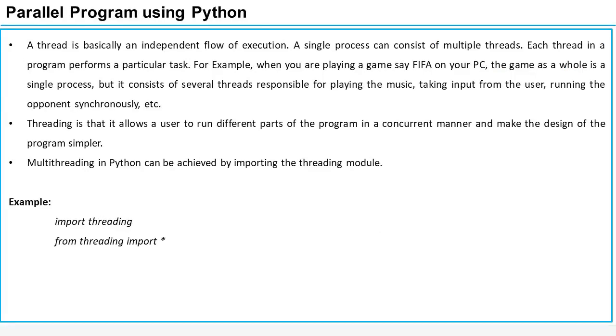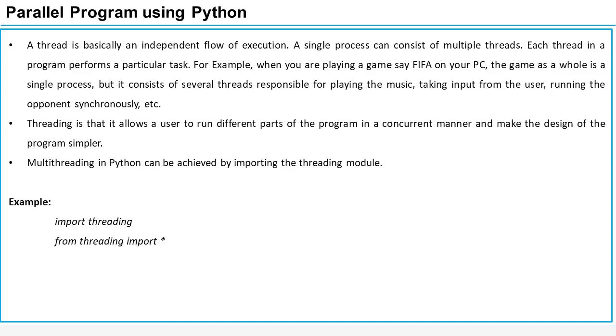Parallel programming using Python. A thread is basically an independent flow of execution. A single process can consist of multiple threads. Each thread in a program performs a particular task. For example, when you are playing a game, say FIFA on your PC, the game as a whole is a single process, but it consists of several threads responsible for playing the music, taking input from the user, running synchronously, etc. Threading allows a user to run different parts of the program in a concurrent manner and makes the design of the program simpler.